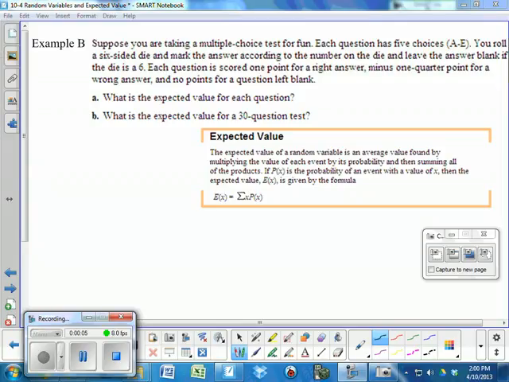We have example B from section 10.4, and you, yes, you studied so little for this test that you are going to roll a die to guess for fun. You're taking a test for fun. Okay. So, each question has 5 choices, A through E, and if you roll a 1, you're going to guess A. If you roll a 2, you're going to guess B. If you roll a 3, you're going to guess C. If you roll 6, you're going to leave it blank.